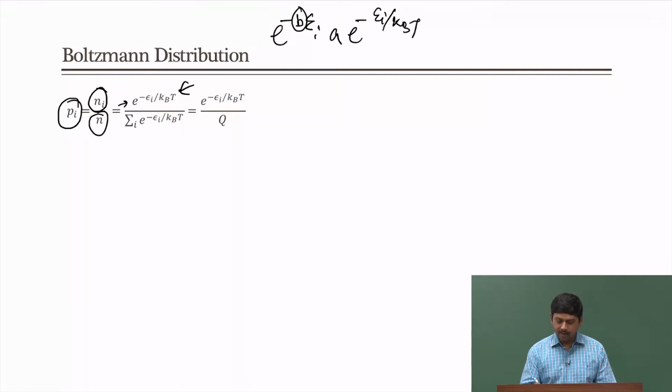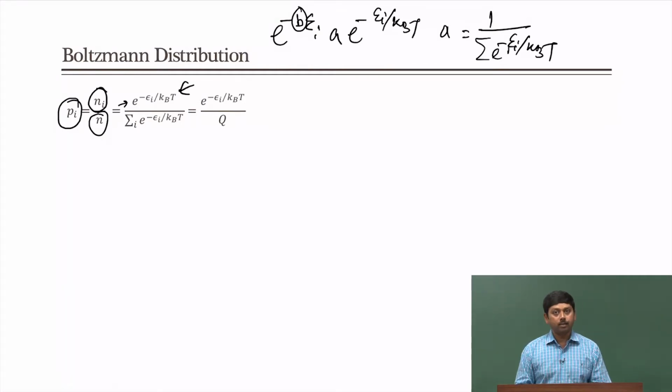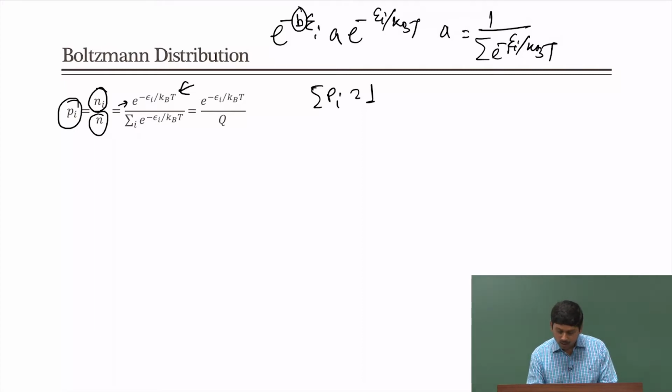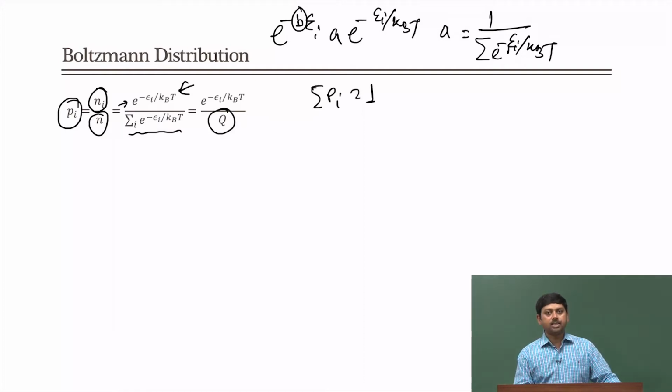And there was an a here, and that a is nothing but a normalization constant, and you can normalize. For the normalization constant, it must be this one, so that when you sum over the whole quantity, it becomes 1, because it is a probability. You know that when you sum over the probability, it has to be 1. So, when you sum over this particular quantity, it has to be 1, and therefore this quantity in the denominator is nothing but the normalization constant, and that is normally denoted as q, and this q is called the partition function.